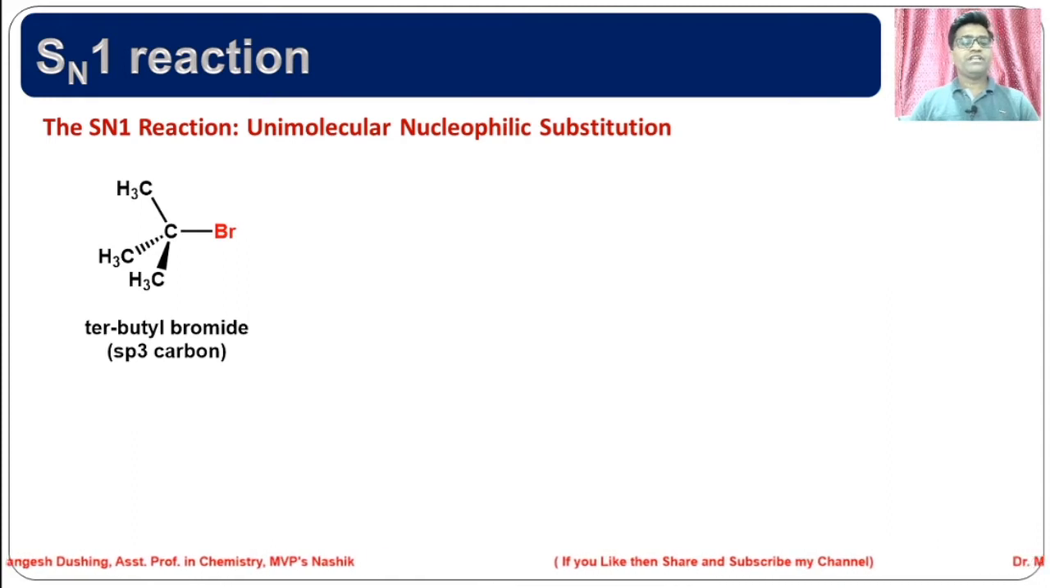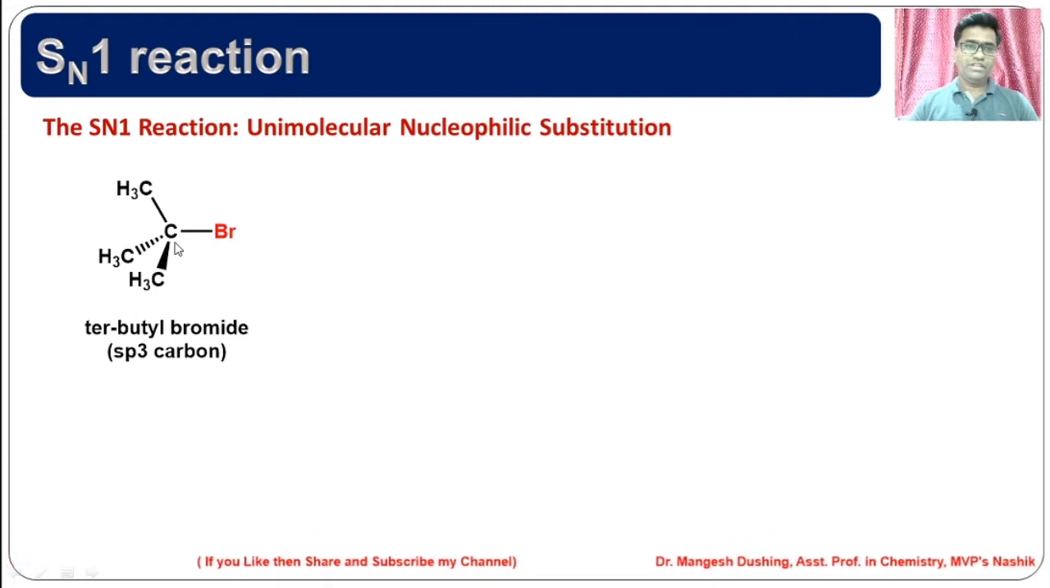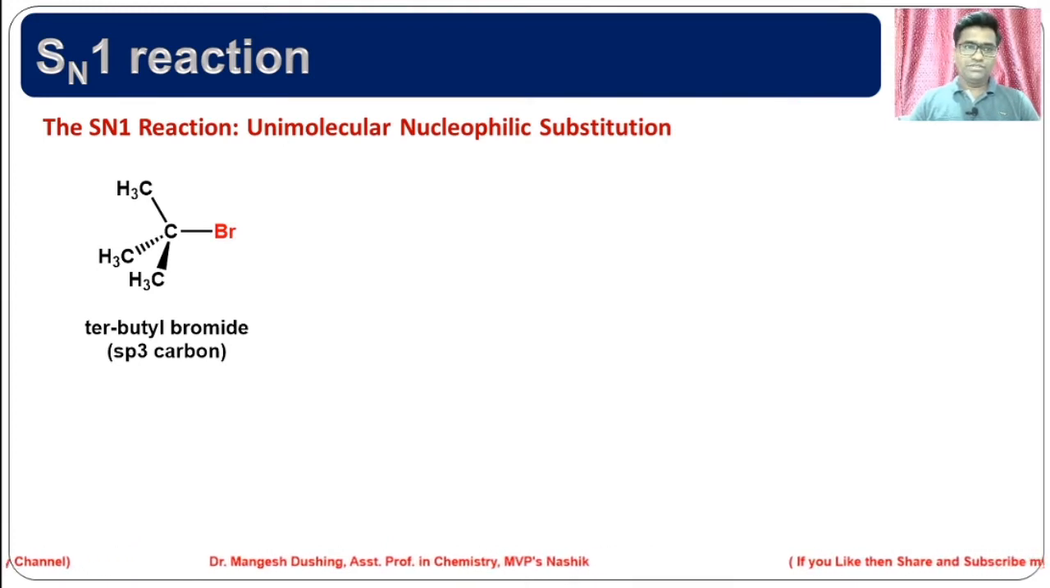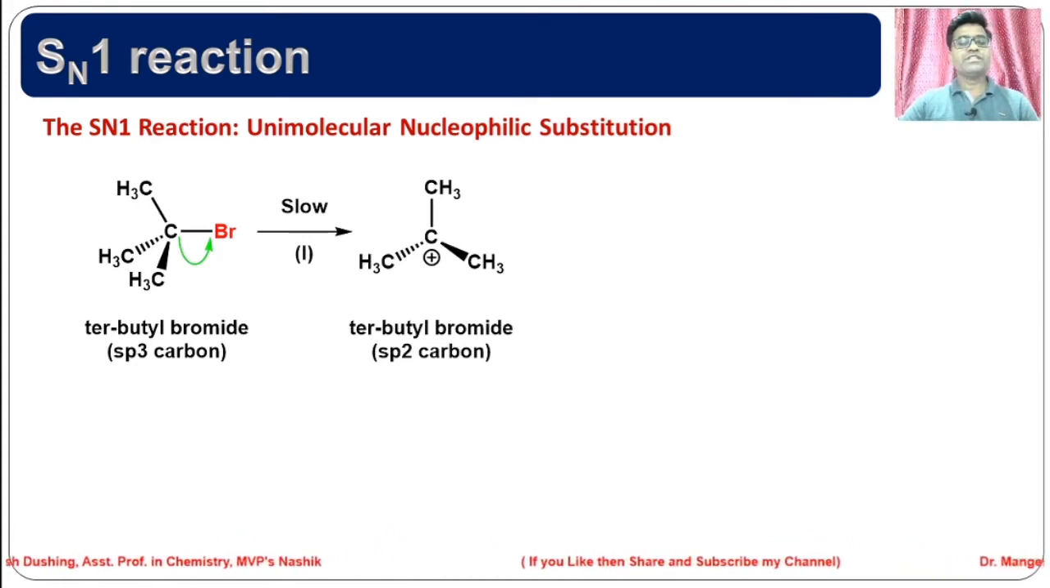For example, this is the substrate, that is tertiary butyl bromide. In that case, this carbon is sp3 hybridized. Geometry is tetrahedral. So what will be the mechanism of hydrolysis of this tertiary butyl bromide? According to the kinetics of the reaction, there is no role of the nucleophile. So the first step should be a bond breaking process. In this case, the C-Br bond will break. So this is the slow step, because this is the rate determining step. So slow steps are rate determining steps.